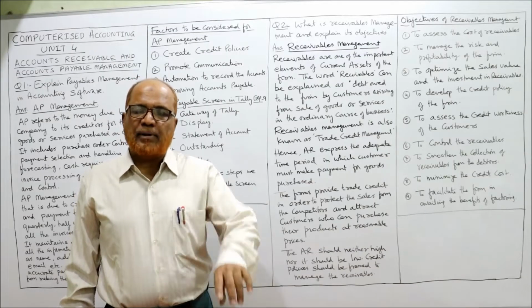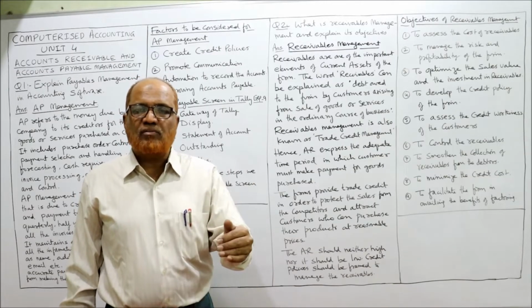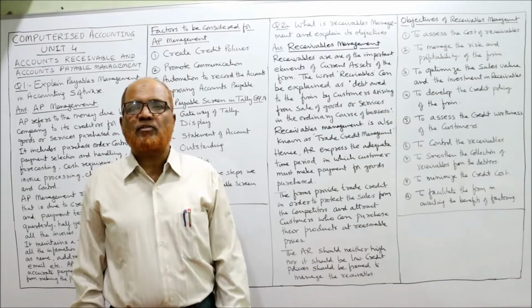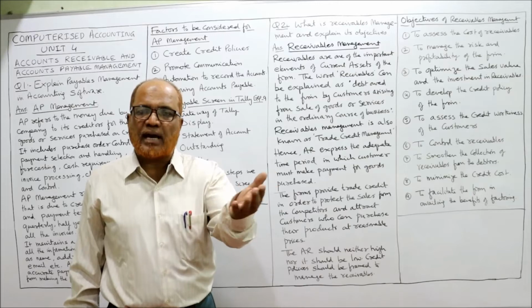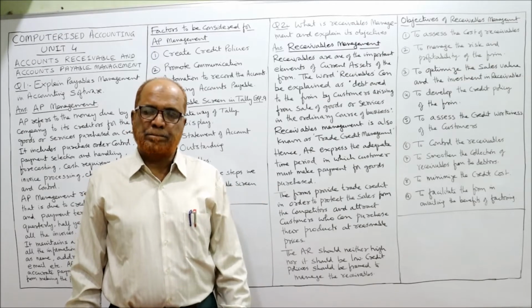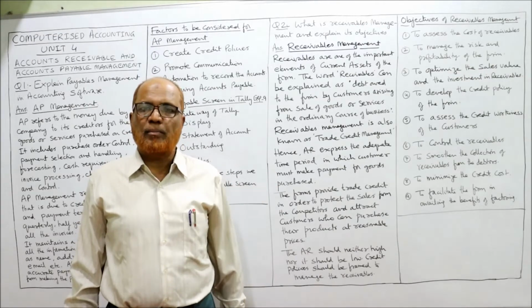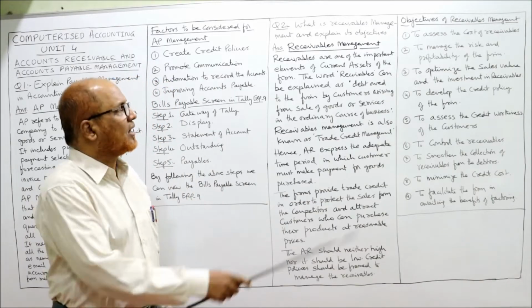Account payable is a liability. Account receivable is an asset. Which type of asset? Current asset, because it is converted into cash within a period of 1 year. That's why account receivable is a part of current asset.